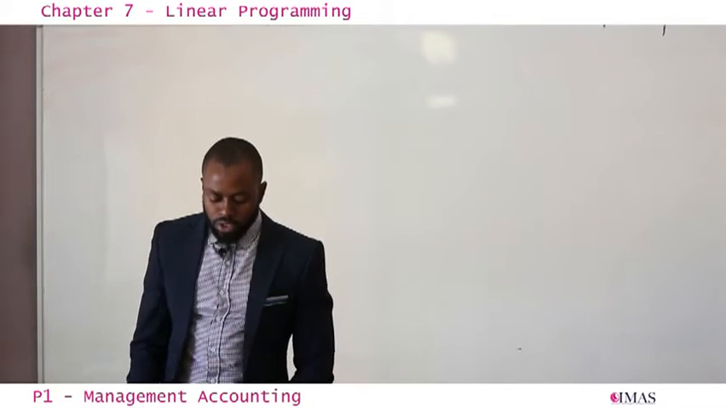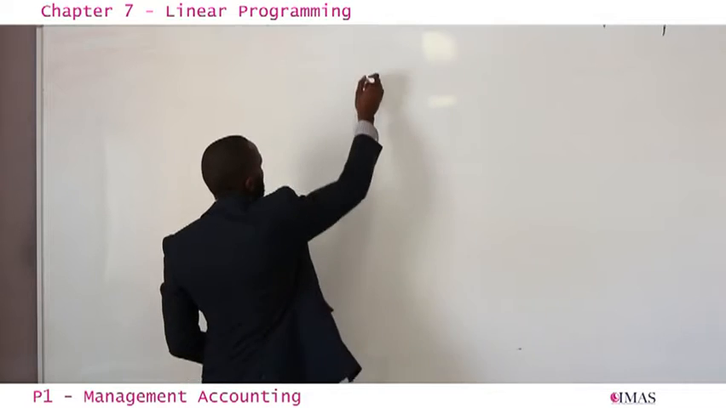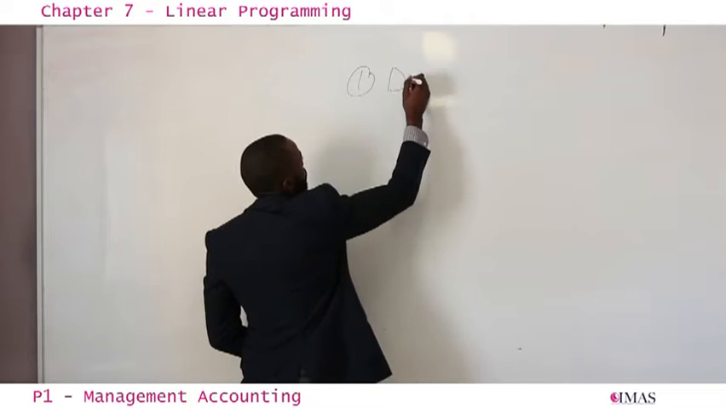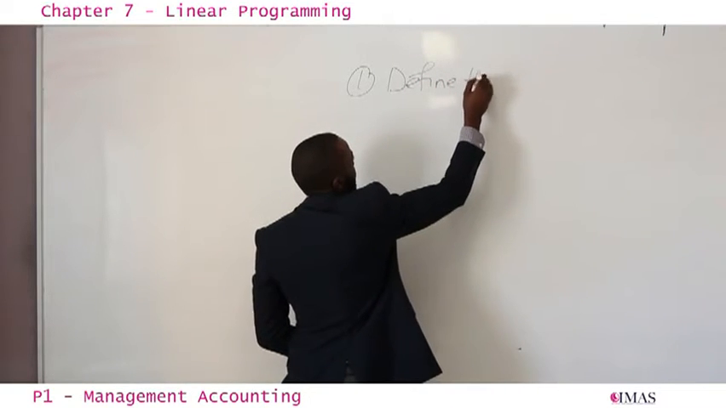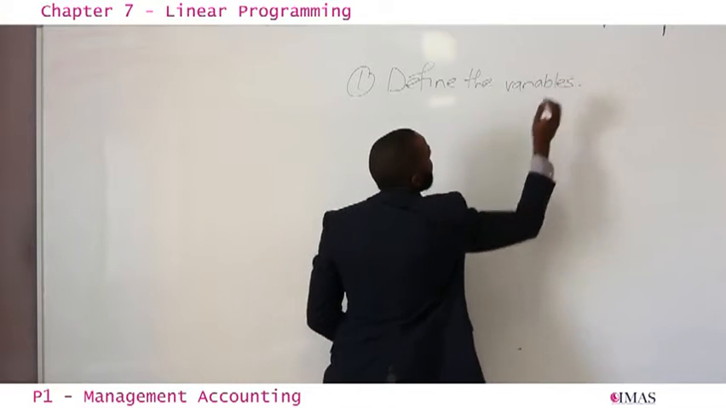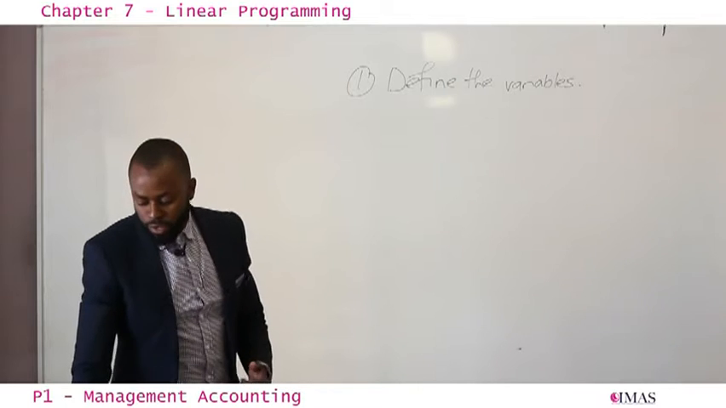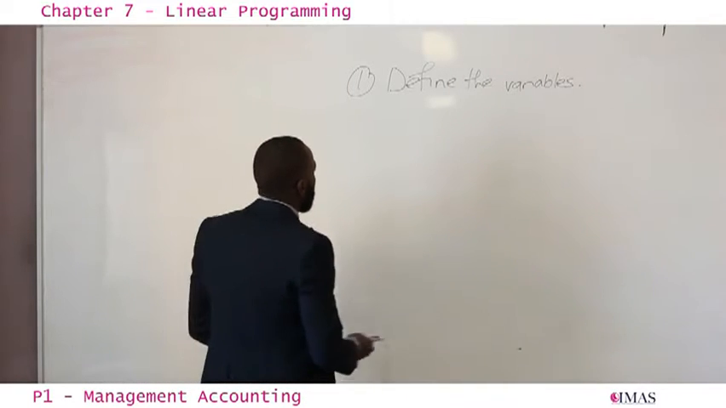Whenever you get a question on linear programming using the graphical solution, we have to do it in steps. Step 1, we need to define the variables. The reason for defining our variables is that we are using the graphical approach.